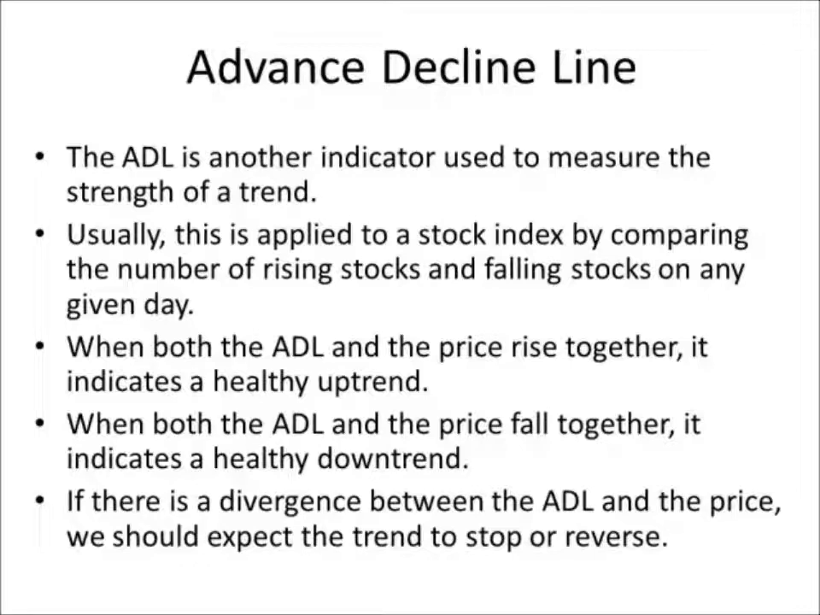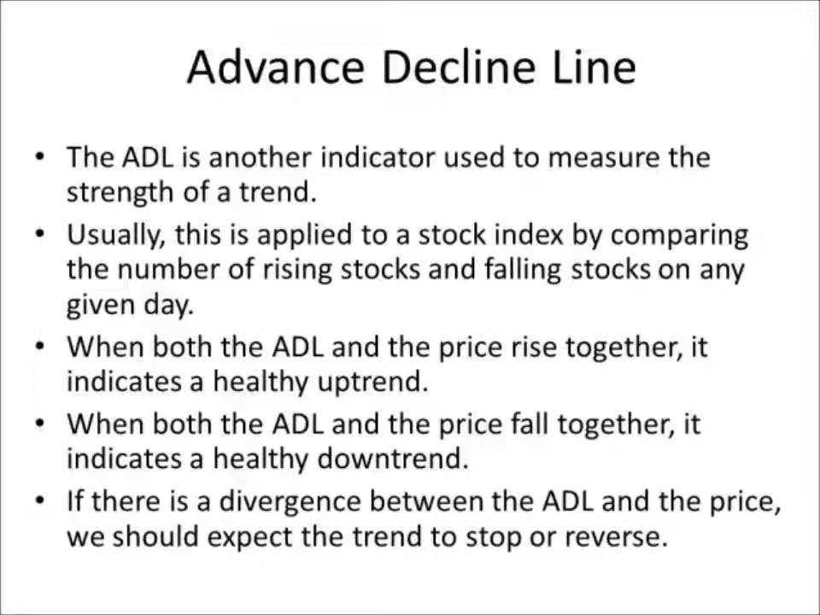And likewise, when the ADL and the price fall together, it indicates a healthy downtrend, right? So if the ADL is moving in the same direction as the price, that's a good thing. That means the trend is strong. Now, whenever we have a divergence between the ADL and the price, that indicates a weak trend. So if we see the price going up and the ADL going down, or the price going down and the ADL going up, we should expect the trend to stop or reverse, right? That's an indication of an unhealthy trend.